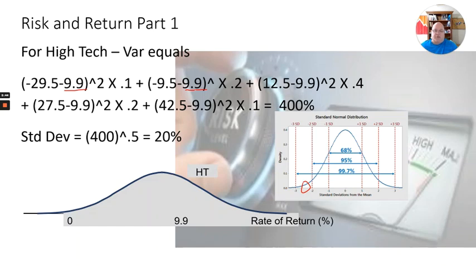The next observation, which was a not great economy but not a recession, had you losing 9.5%. When you take that and subtract, it's the actual minus the expected, squared, and then you multiply by the probability, which was 20%, and so forth. When you add all these up, you actually get a variance of 400%, which sounds like a lot, but by the time you take it to the 1/2 power, you have a standard deviation of 20%.